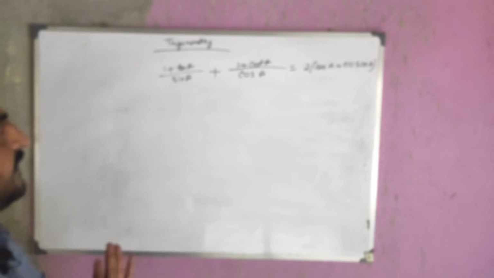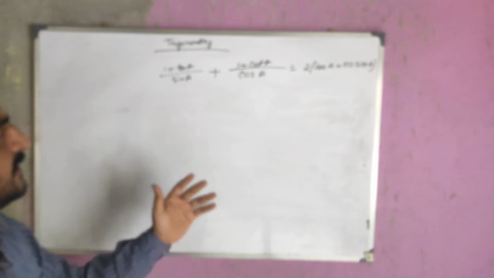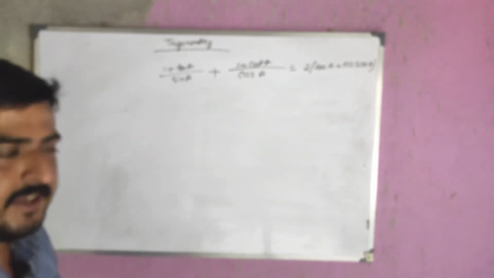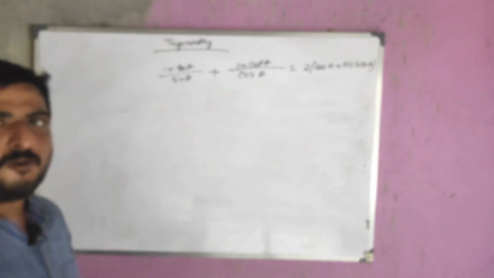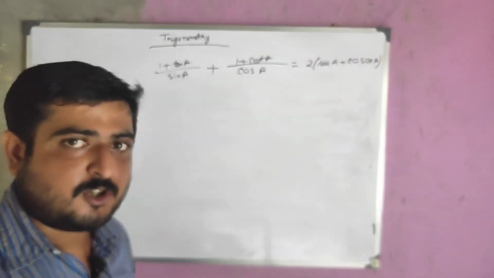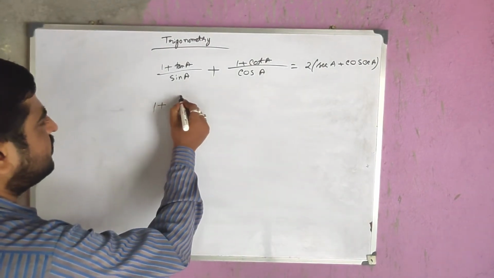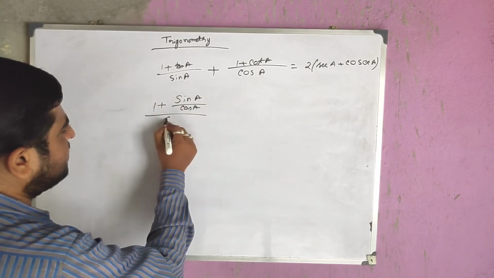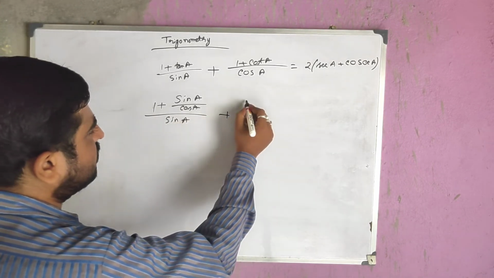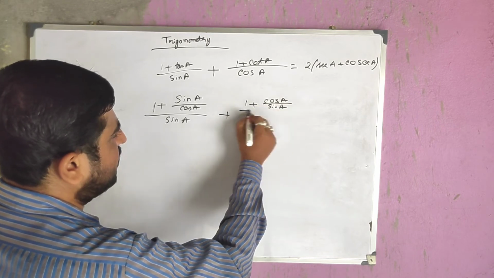So how to do? Remember one thing, if nothing comes to your mind, except sin and cos, if there is another trigonometrical function, you can break them in terms of sin and cos. So from sin and cos we can make the formula very easily. So we are trying that one only. (1 plus sin A by cos A) by sin A plus (1 plus cos A by sin A) by cos A.